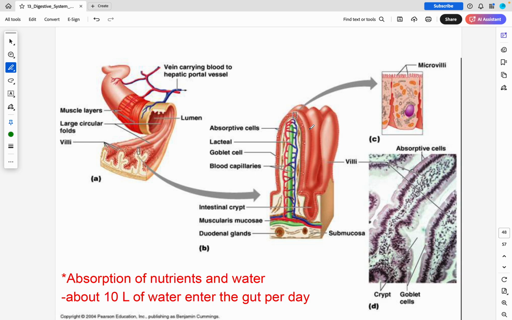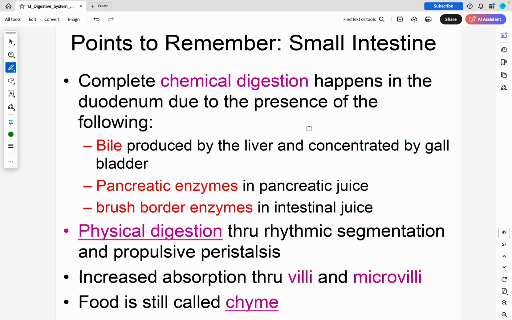Then for absorption, of course, we have what things are absorbed. Definitely nutrients and water. About 10 liters of water enter our gut per day, and that's an estimate. If you drink a lot of water, that can be more, no? So the absorptive cells are the primary cells that facilitate the process of taking in the broken down material.